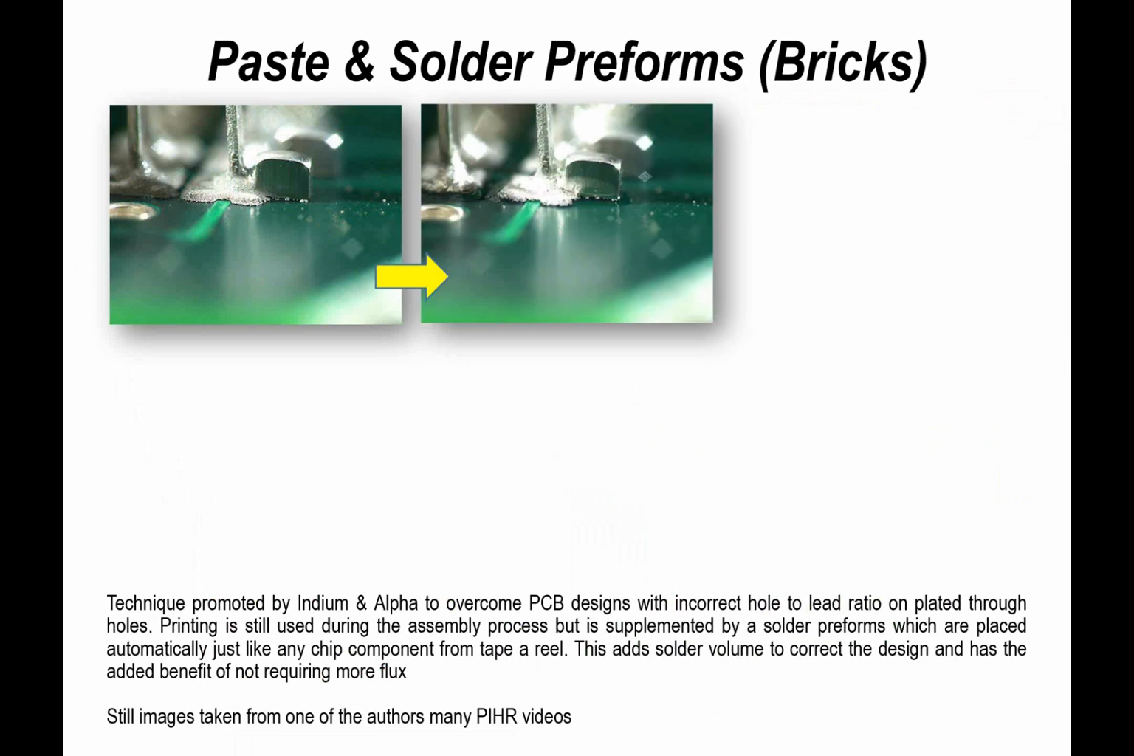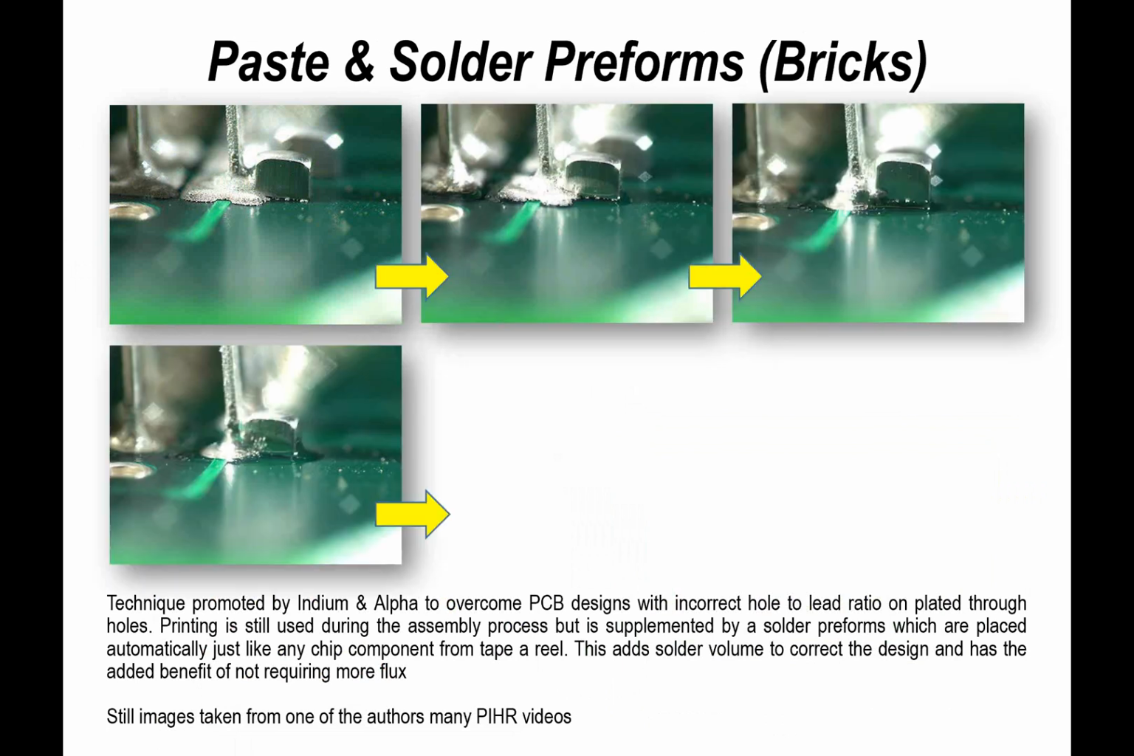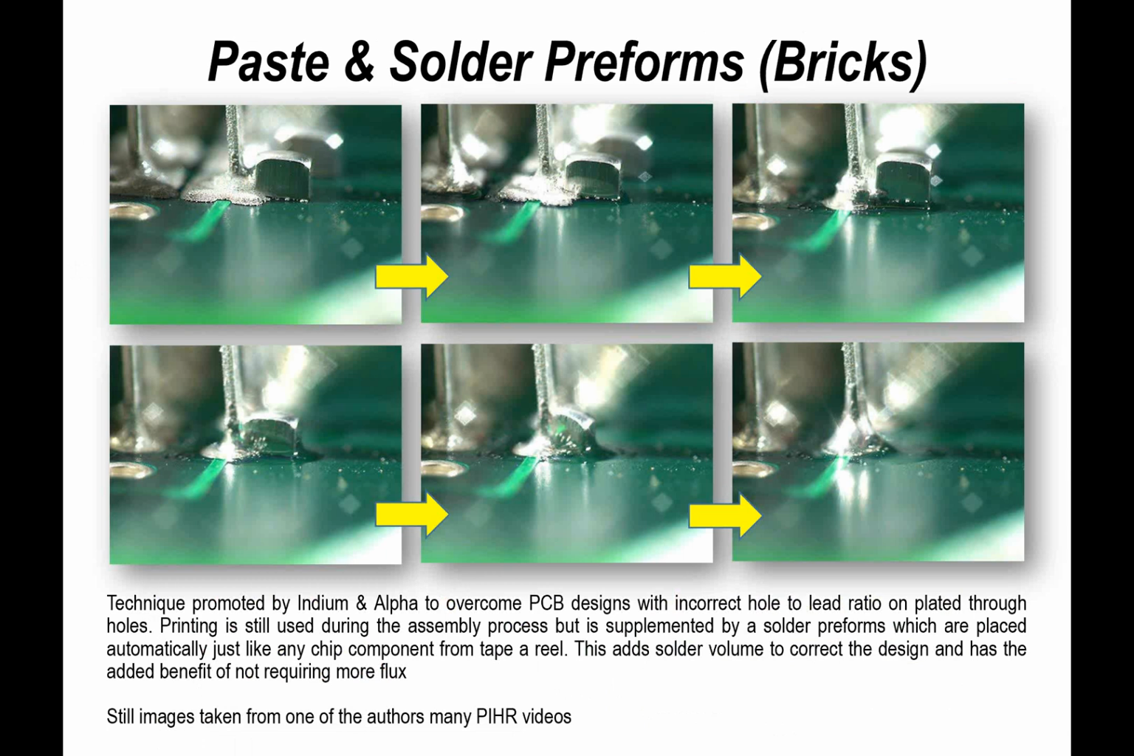This is the basic process, and these are 6 images that I've taken from one of my video clips showing this process in operation. And what you're looking at is the solder bricks being placed onto the solder paste, and slowly during reflow what will happen is the solder paste will become a liquid, the brick will become a liquid, and slowly be drawn into the joint to give you the volume required.